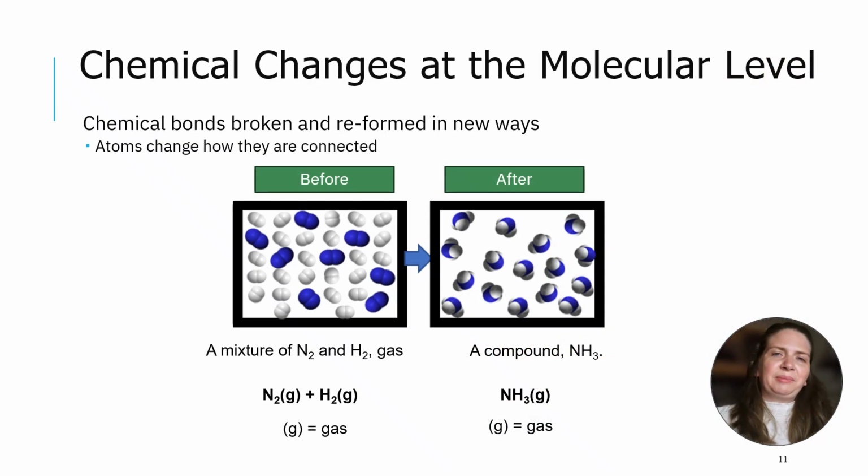Here we see a chemical change at the molecular level. Before the change occurs, we have a mixture of N2 molecules and H2 molecules. After the chemical change occurs, the molecules are now NH3 molecules, which contain 1 nitrogen atom bonded to 3 hydrogen atoms. Before the reaction, nitrogen and hydrogen atoms are not connected. After the reaction, new bonds have formed between nitrogen and hydrogen atoms.